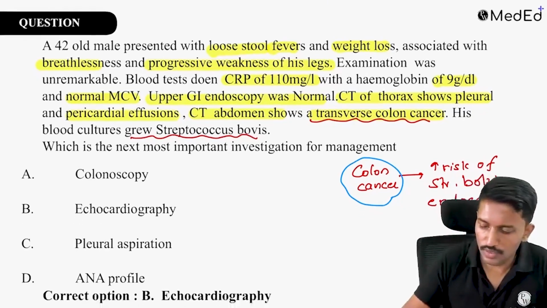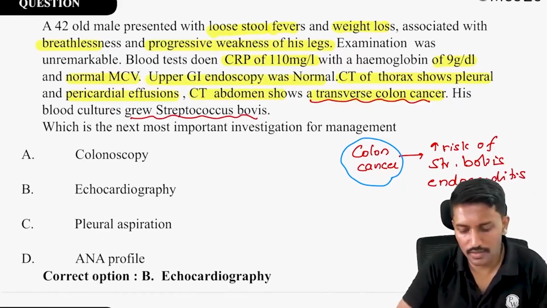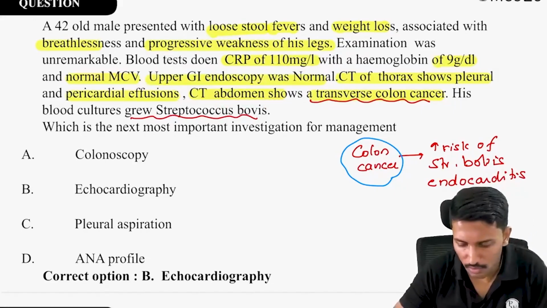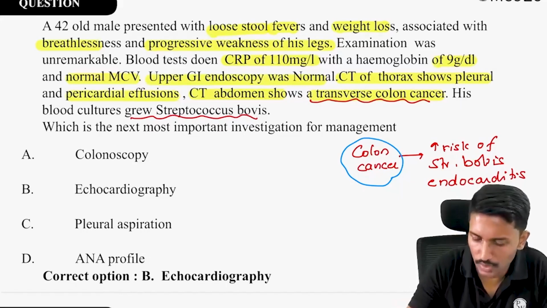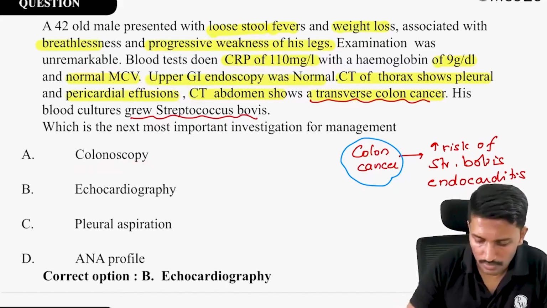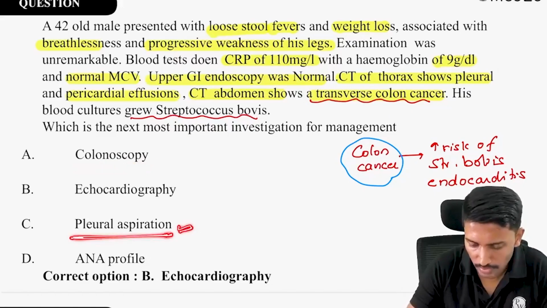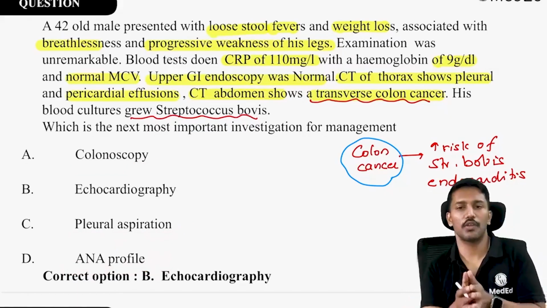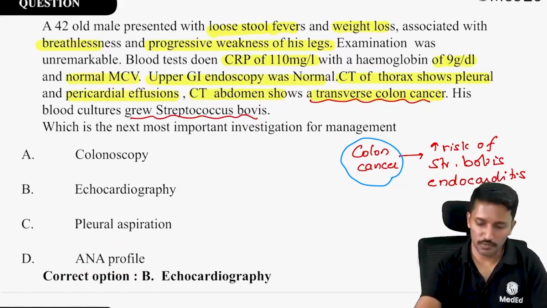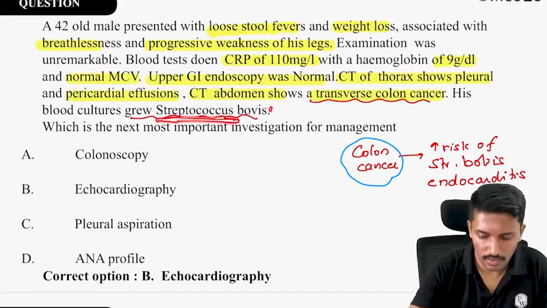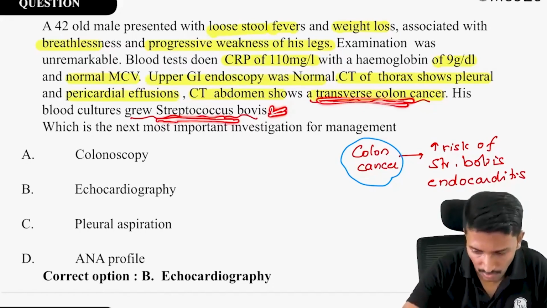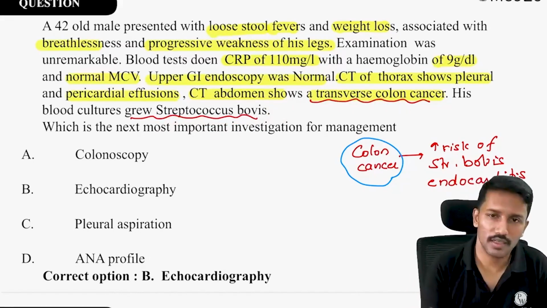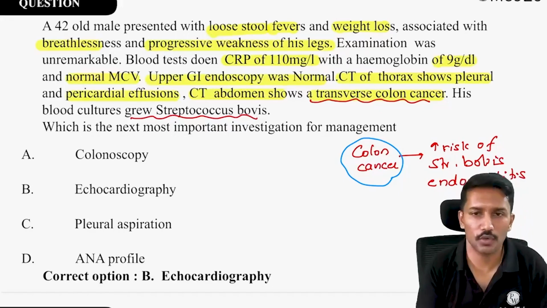Okay, so now given the information, what would be the right answer here? Now we already know that there is a colon cancer on the CT abdomen, right? So there is no point in further evaluation. Then pleural aspiration, well, it is not a priority. ANA profile, okay, what are we doing here? ANA profile is relevant when you're thinking of an autoimmune disorder. Here everything is fitting into an infection. The organism, the underlying risk factor, everything is pointing towards the possibility of infective endocarditis, and I need to evaluate for that, and the investigation of choice for that would be echocardiography.